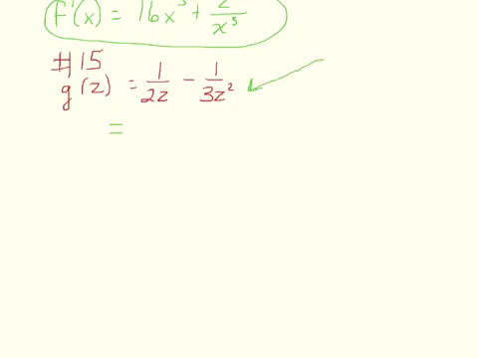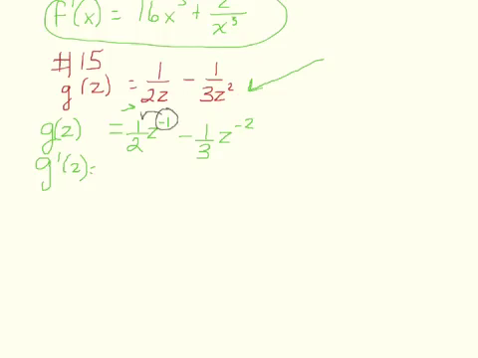Now that 2 has nothing to do with your exponent here. So what you really have is 1/2. Keep that coefficient 1/2. But your z is in the denominator. You have 1 z in the denominator, so that's z to the negative 1. This one you have 2 z's in the denominator. That's z to the negative 2. Okay, that's your rewrite. Now to take the derivative, do your rules.